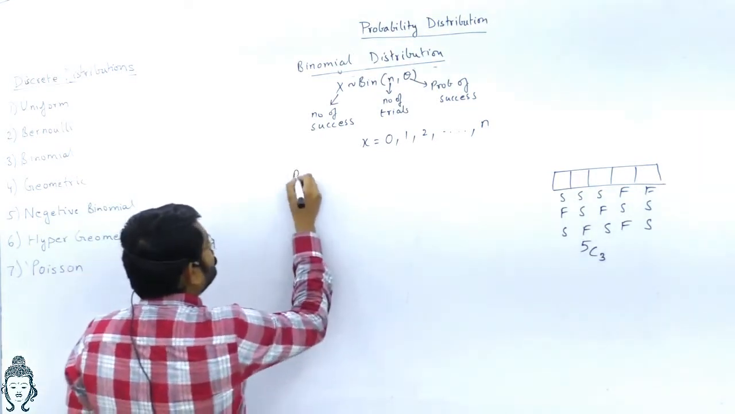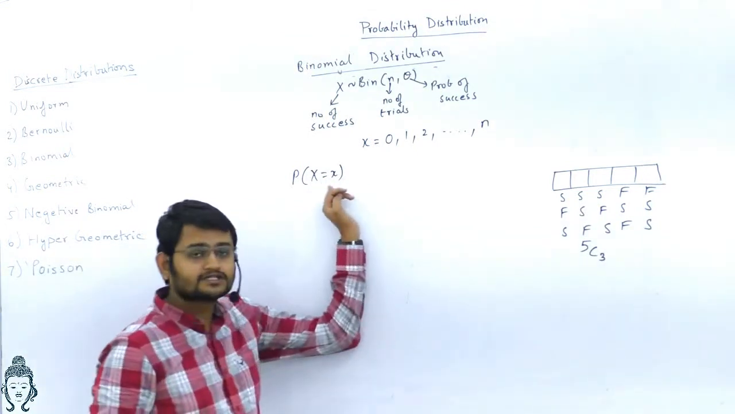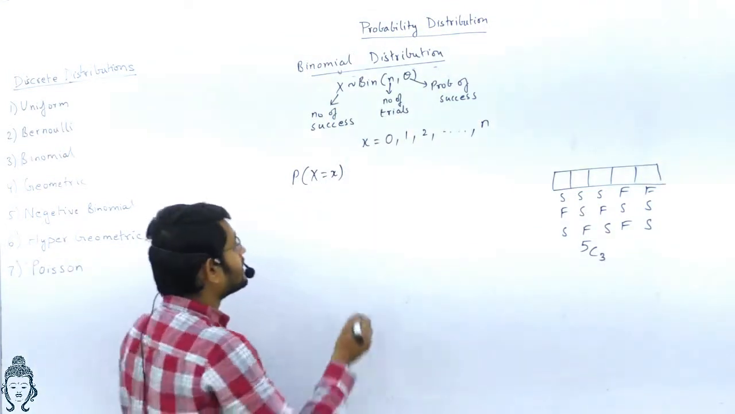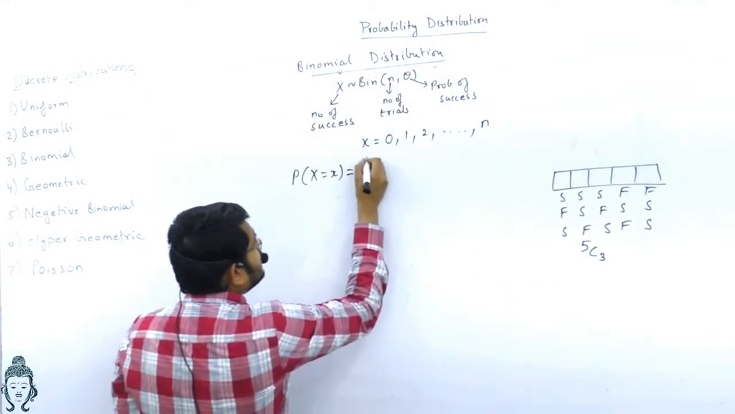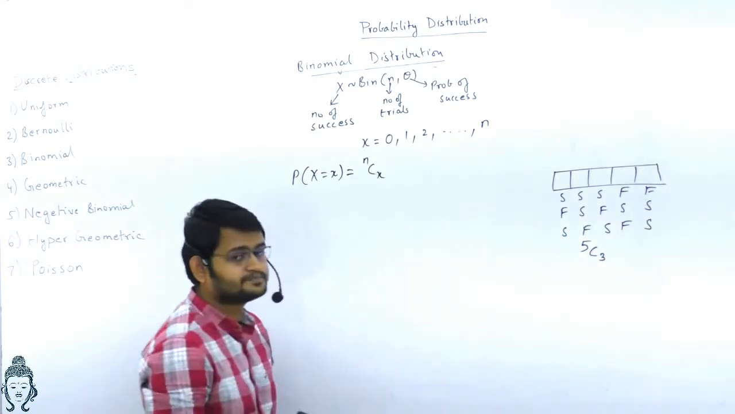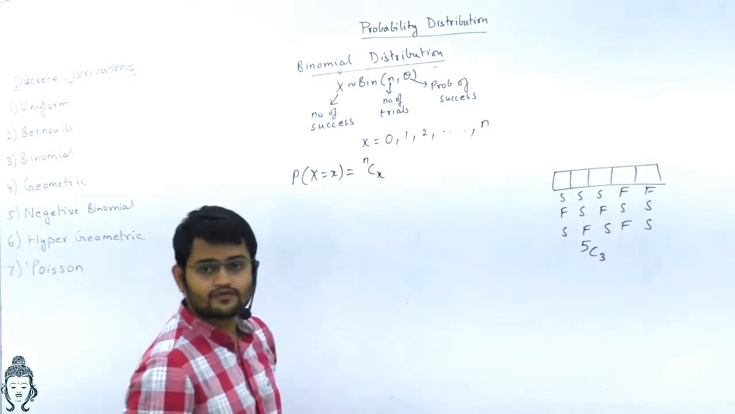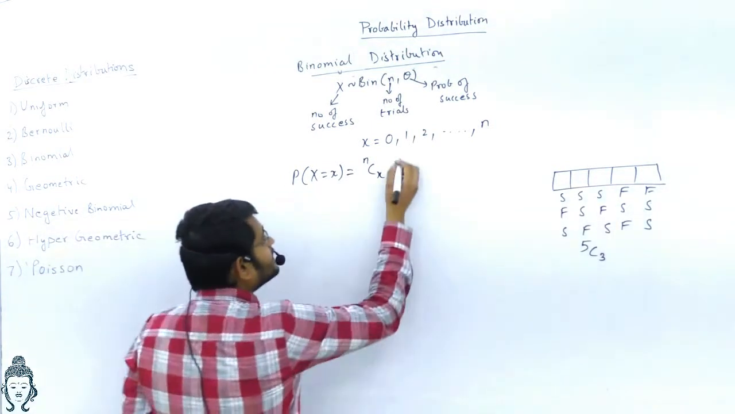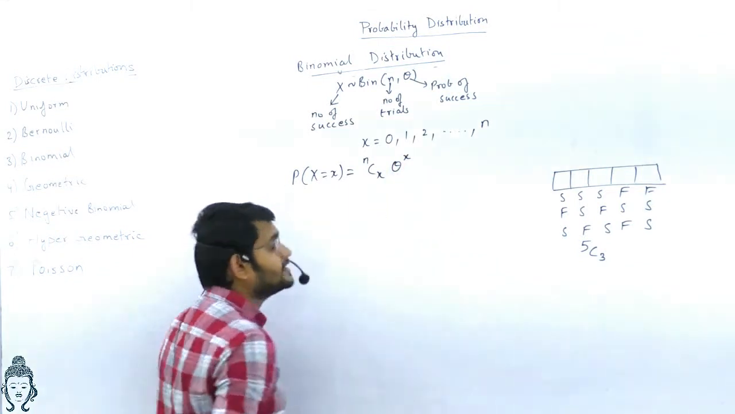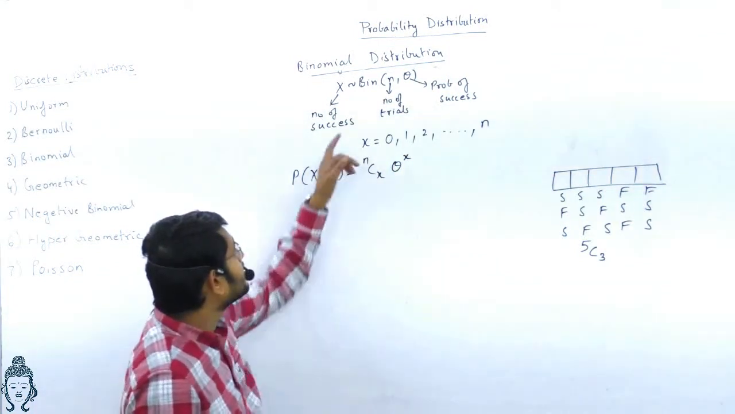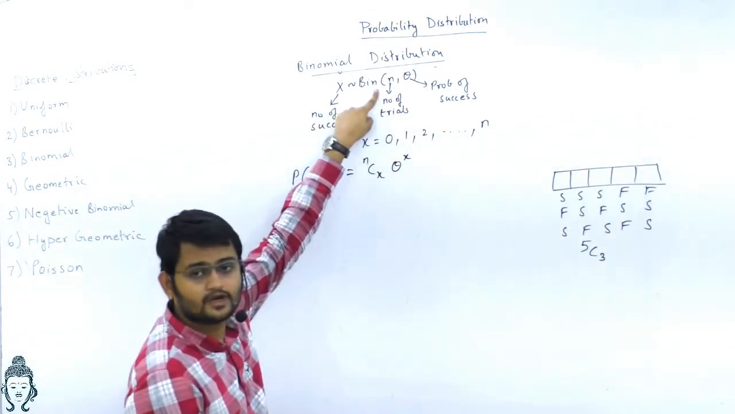Now when I am saying probability X equals x, that means I am getting x successes out of n number of trials. So the total number of ways I can do that would be nCx. Then I'll take those probabilities and multiply them, because we are assuming that these n trials are independent of each other.